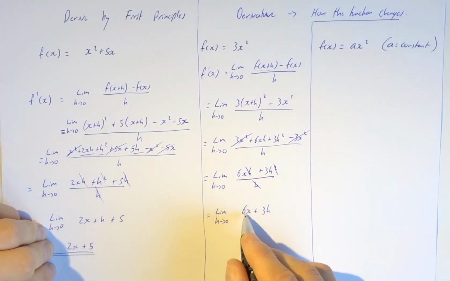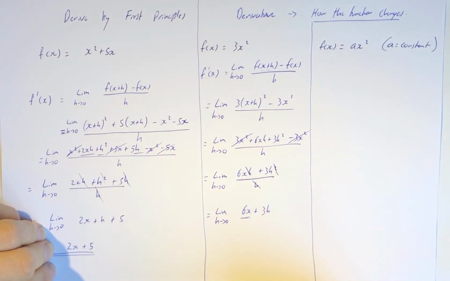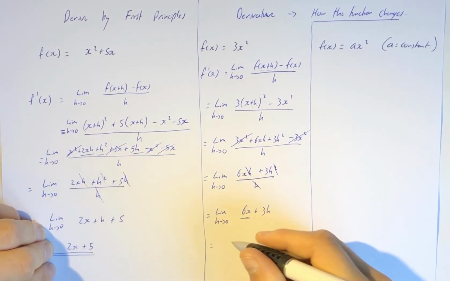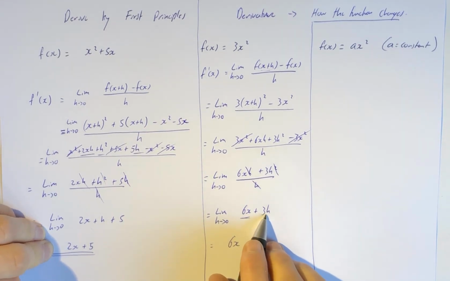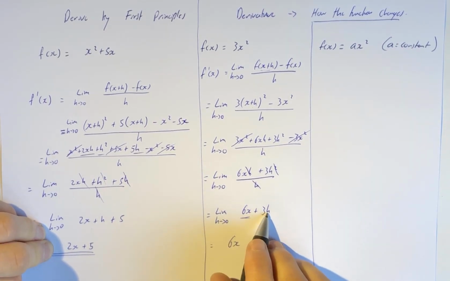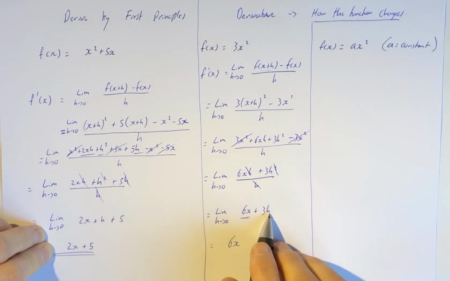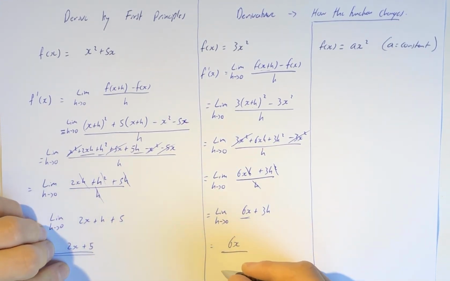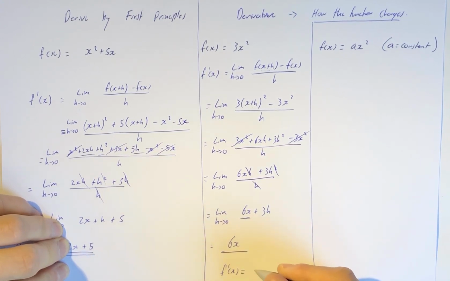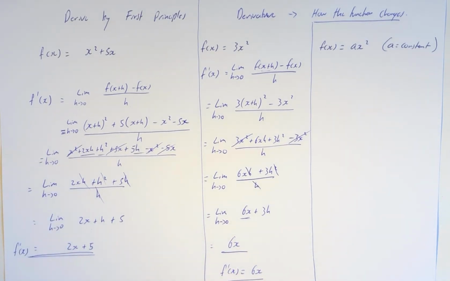Now what happens as h gets close to 0? What's going to happen to 6x? Well, it doesn't depend on h at all, so it stays where it is. And what happens to 3h as h goes to 0? Well, let's try it. When h is 1, it's 3. Let h go to a half, it's 1.5. Let h go to 0.1, and we're left with 0.3. You can see it's just going to vanish as h gets infinitely close to 0. So we're left with 6x. So f prime of x is equal to 6x. That is our gradient function.